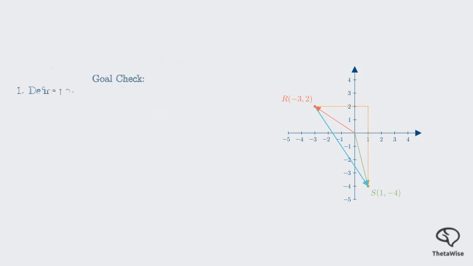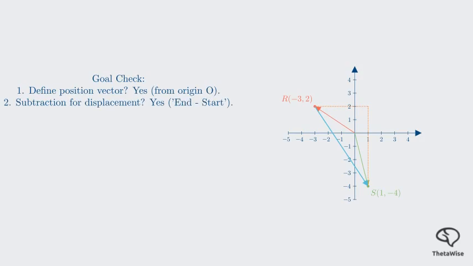Let's check our goals. We defined the position vector from the origin O and used addition and subtraction for displacement using the end minus start rule. You have now mastered the basics of position and displacement vectors in 2D. Practice a few more subtractions to ensure you are confident with those negative numbers.